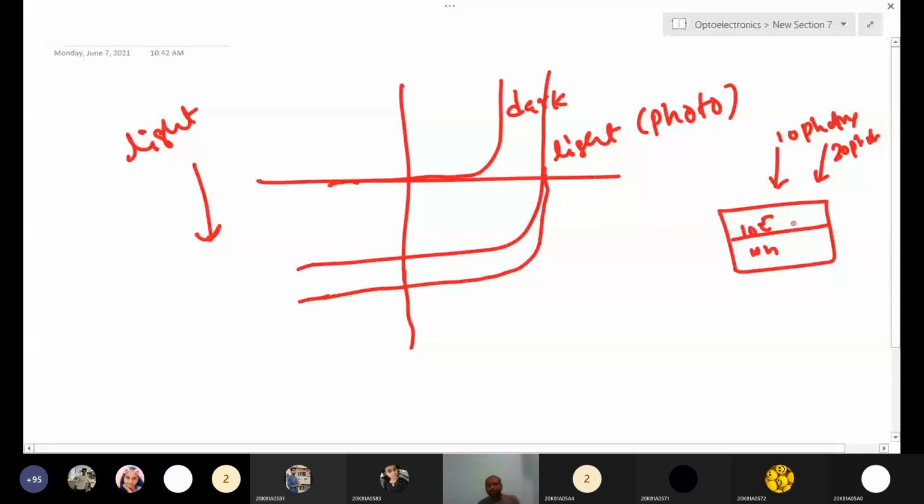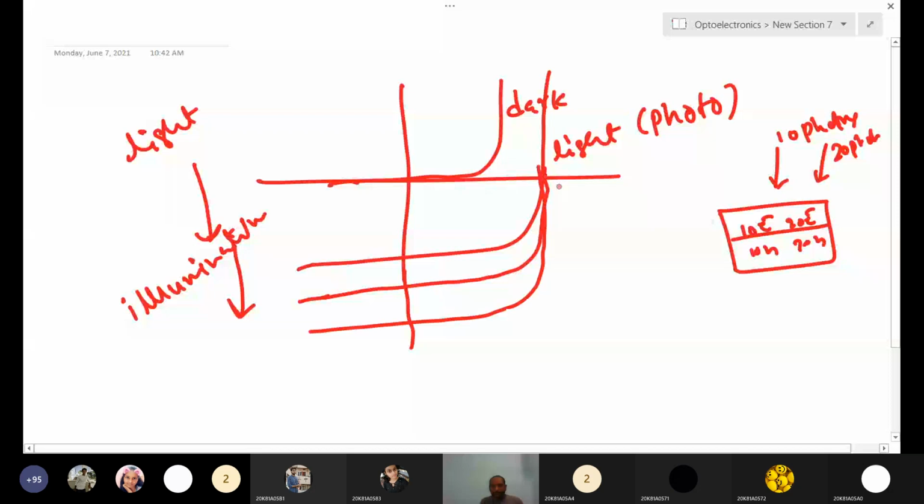So if you increase the light intensity or illumination intensity, the current also increases because of the increase in photo-generated charge carriers. But here VOC is not changing. VOC is not changing. ISC1, ISC2, ISC3. So ISC3 is greater than ISC2 and ISC1, because the current increases if you increase the illumination.